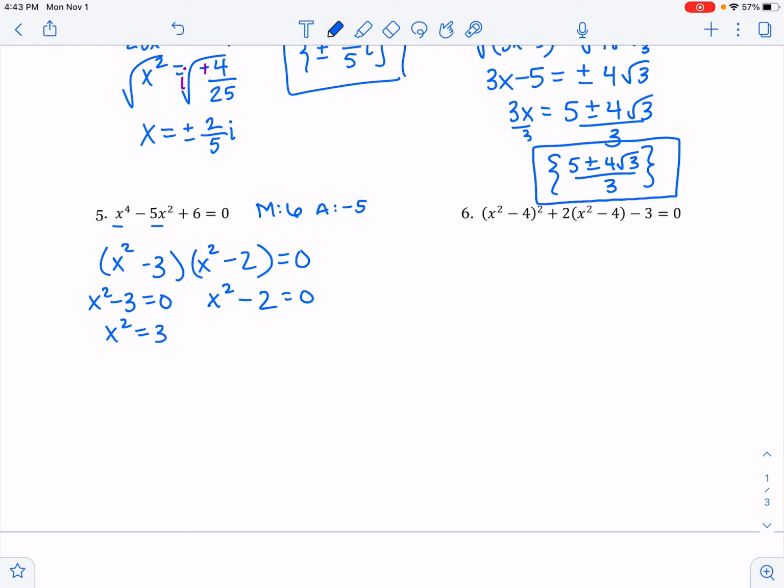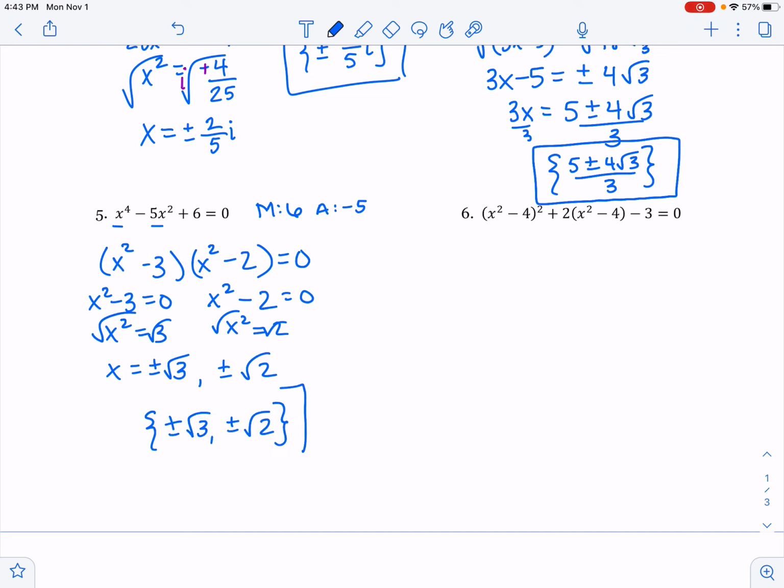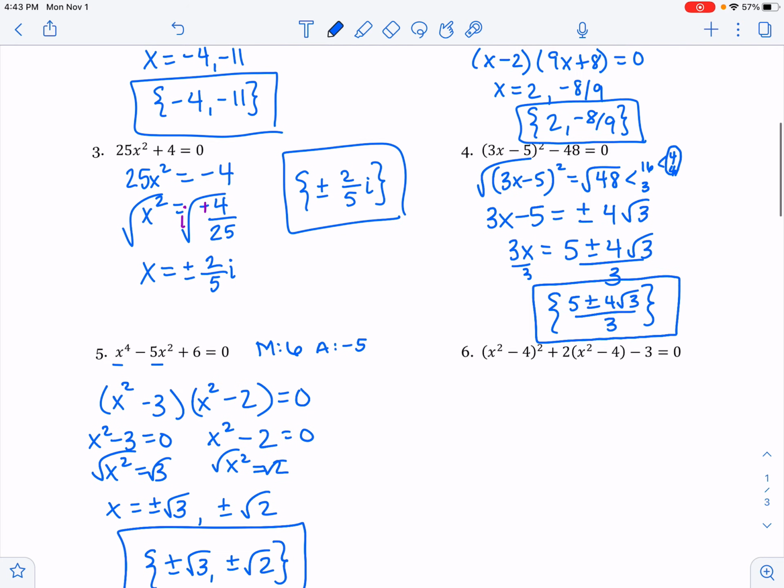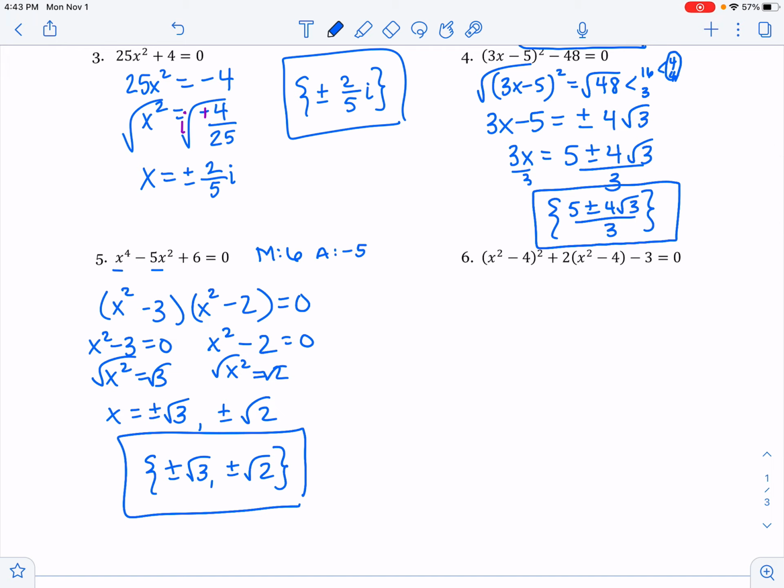So I'm going to add 3, and my idea to square root, so I need the positive and negative answers. And then same thing with x squared minus 2. So this is the only one so far that we've done that's to the 4th power. And there's my 4 answers to go with it. I will not ask you to graph that like I would the first 4, but we'll do those later on in the chapter.